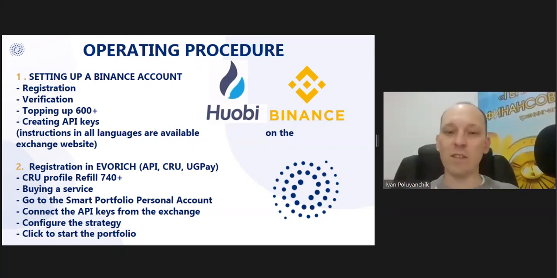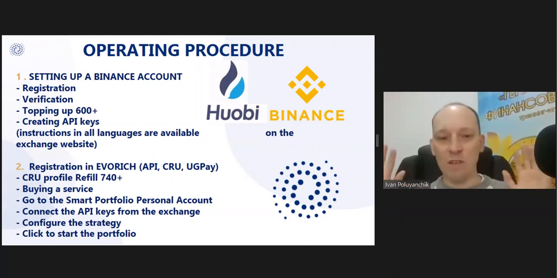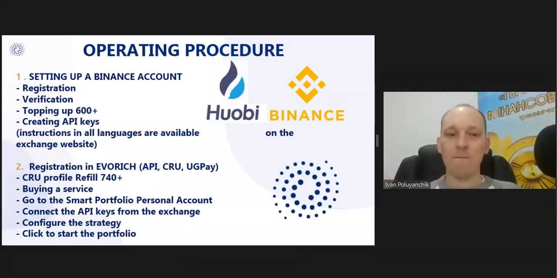After verification, top up the exchange account. Your deposit is in the exchange account. This is your deposit. It is in your custody. Smart portfolio has no access to it, so you keep your deposit in your main account. This is your proprietary deposit, and anytime you may withdraw or top up.